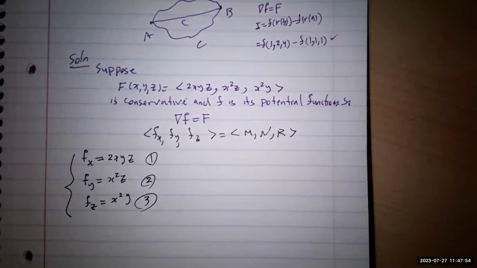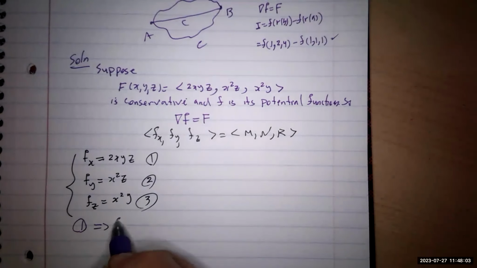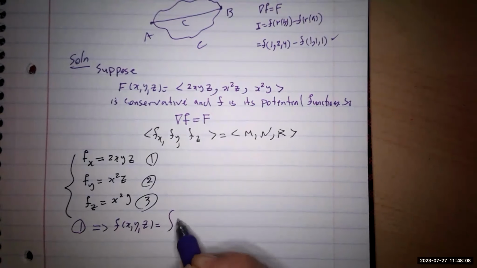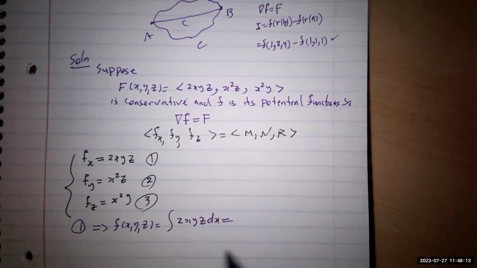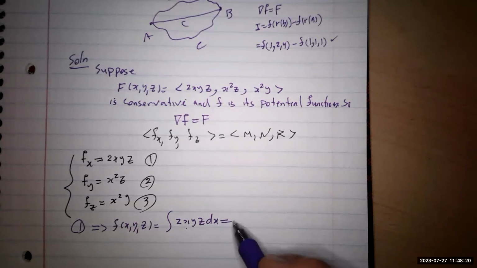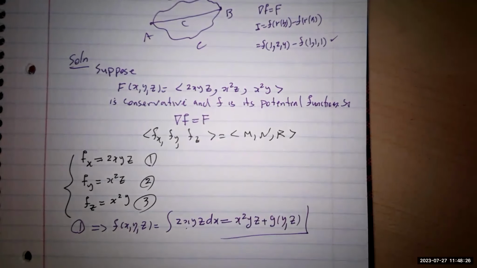So start integrating the first one, for example, to start with. I have the function; if I integrate 2xyz dx with respect to x, the integral of 2x would be x squared. So that gives me x squared yz plus the constant g of y, z. So this is what I have so far.